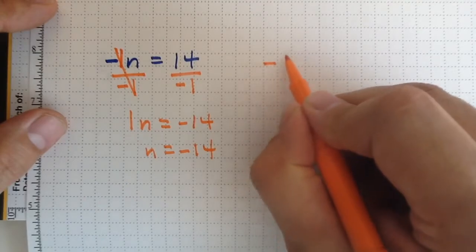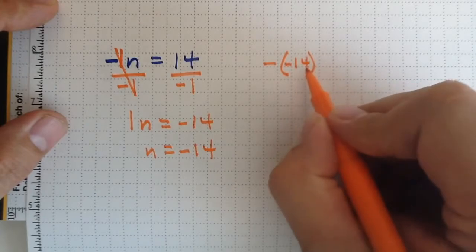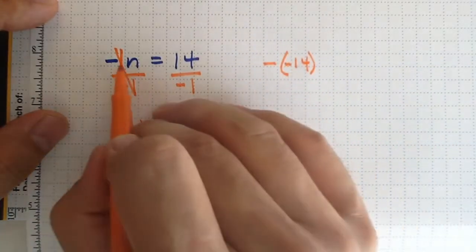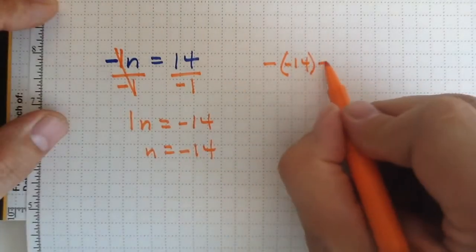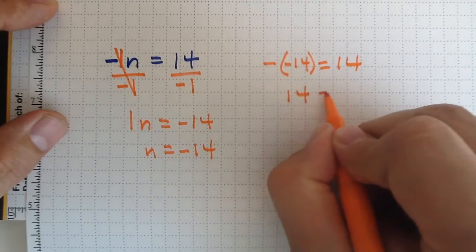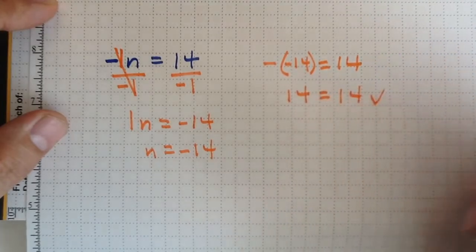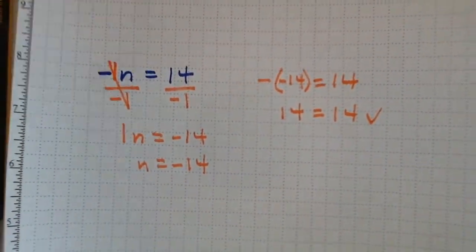And if I check it out with the original problem, this is what it would have looked like. -n, in this case n is -14. So notice, this is the negative from the original problem. This negative is from the answer. Equals 14. Negative times a negative makes a positive, and they cancel each other out, so 14 does equal 14. All right, let's take a look at one last tricky one.